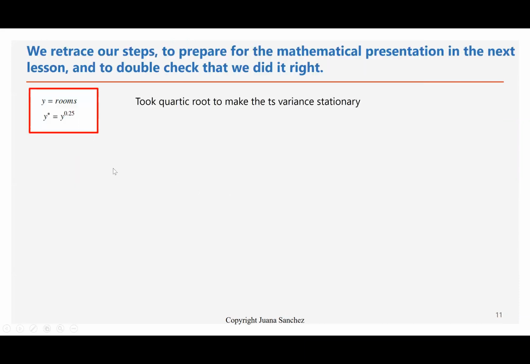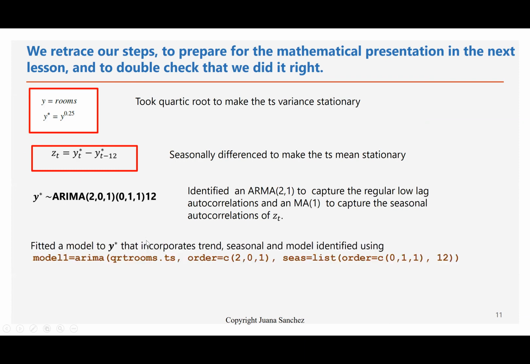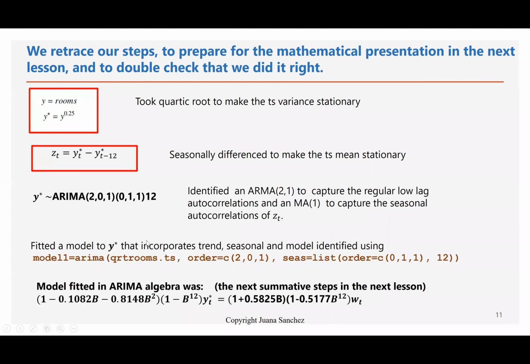Okay, and so we retrace our steps. We did quartic root, then we took the seasonal difference, then we identified a model, then we fitted the model, and then this is the algebra that's coming for you on Thursday. Then we'll have to do all this algebra to write the forecasting model for the quartic root, and then we'll have to undo the quartic root.